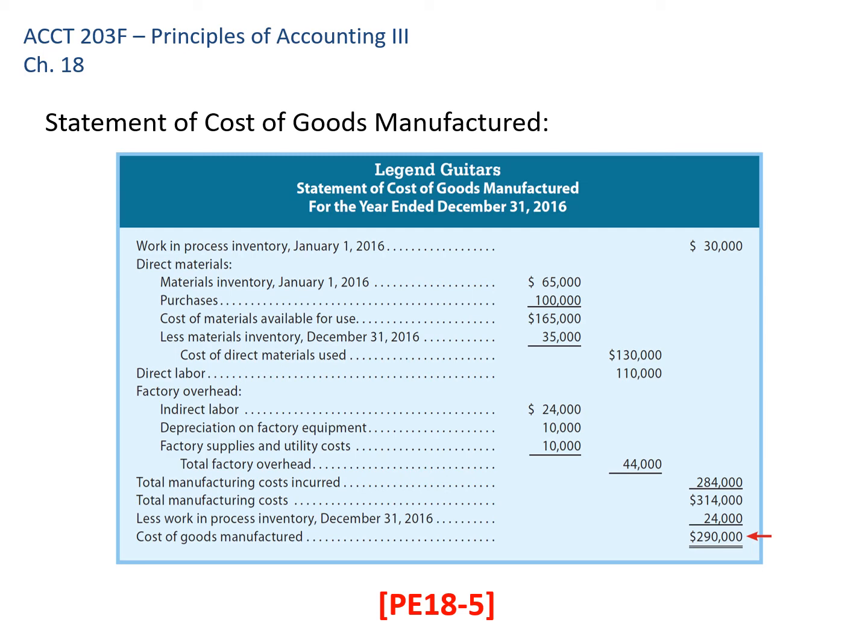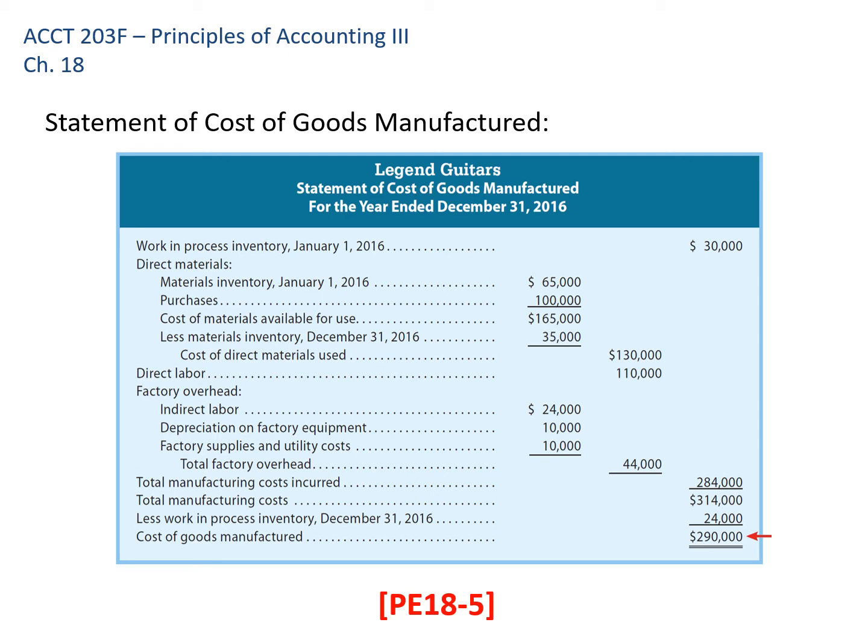If I don't use any materials at all, that will be my ending inventory in my materials building. But I go out and count my materials inventory at the end of the year, and I see that I've got 35,000 sitting on the shelves. I can back into the fact that 130,000 were transferred out of that building. If I start with 65, I add 100, I've got 165. If I have 35 left, 130 must have left the building. So I've got 130,000 of materials that were used.